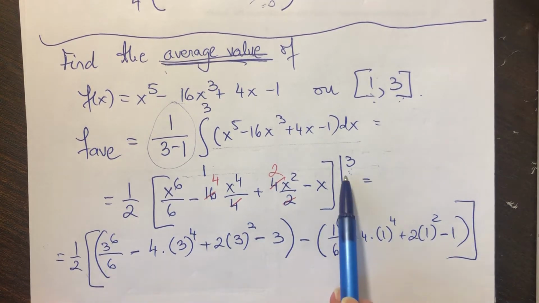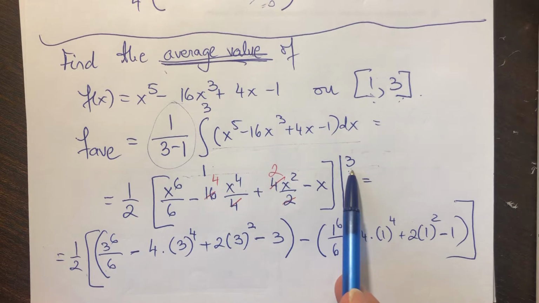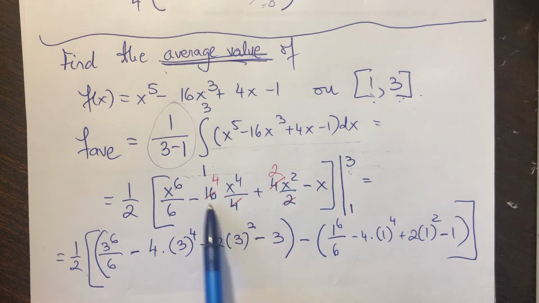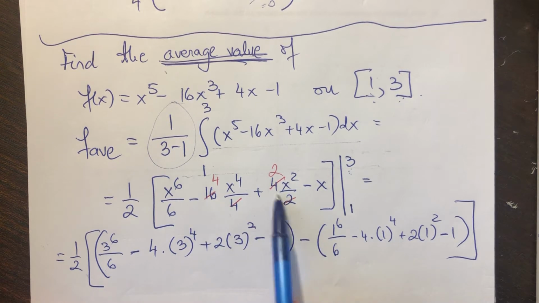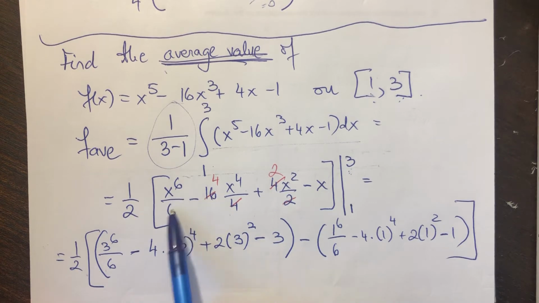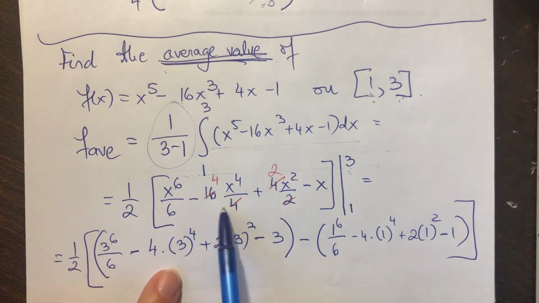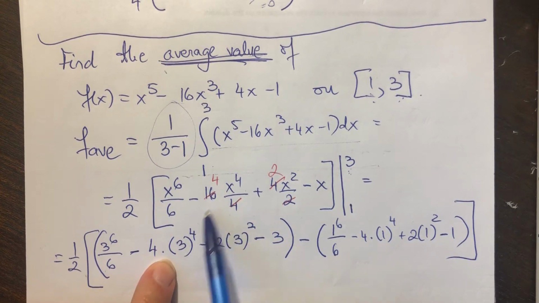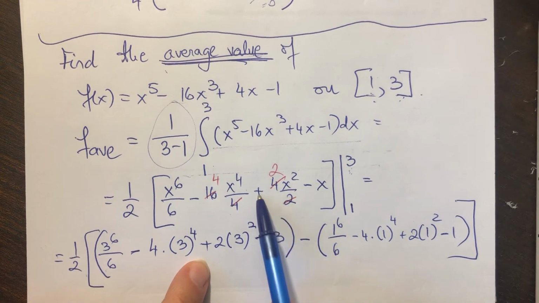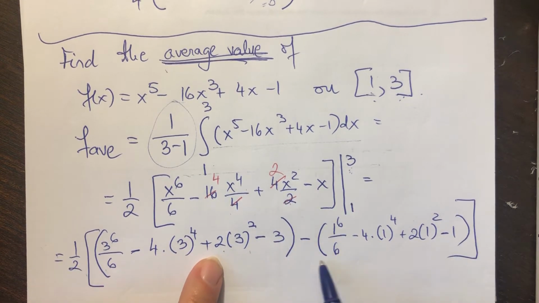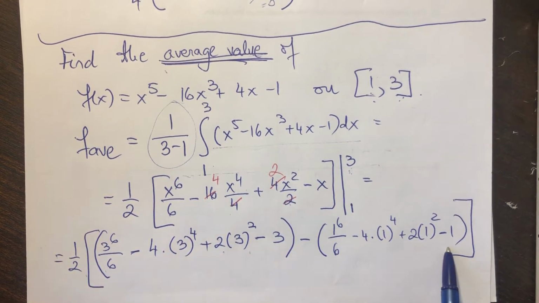So all I've done is do what? Plug in the 3 and 2, right? Plug in the upper limit of integration. The other thing I did is reduce the 16 and the 4, 4 and the 2. So I have plug in the 3, right? 3 to the 6 over 6 minus 4 times 3 to the 4th, right? Plus 4 over 2 is 2, 3 squared minus 3, and then do the same thing, plug in the ones.